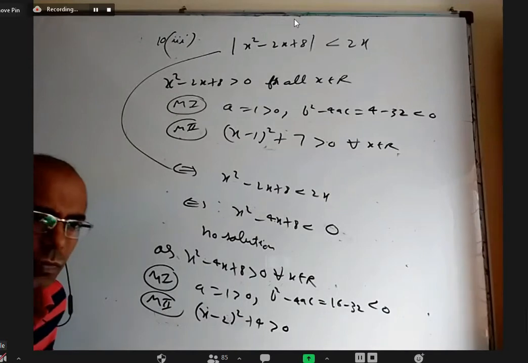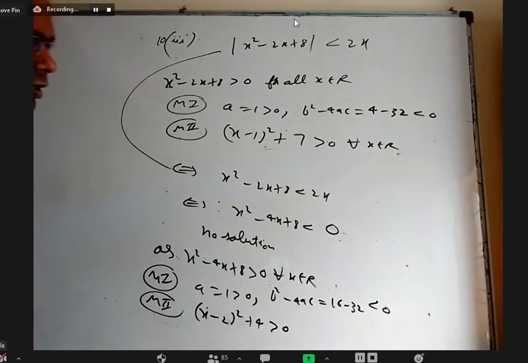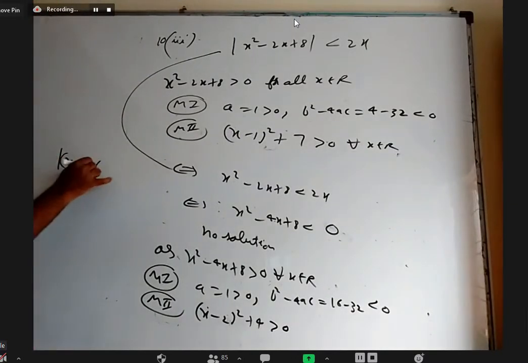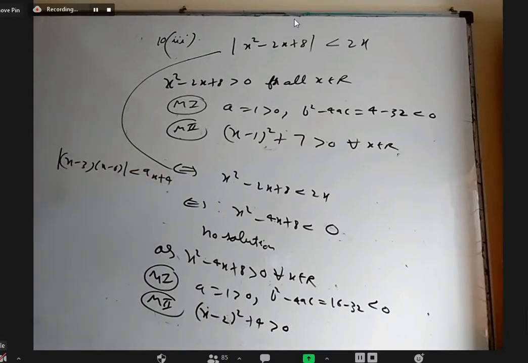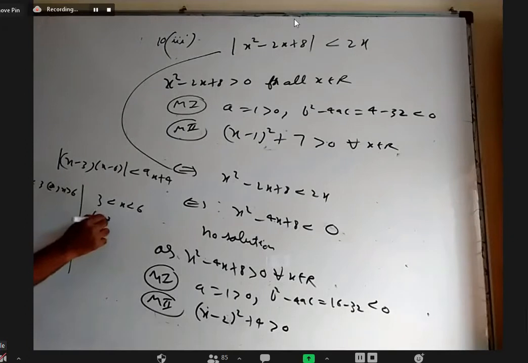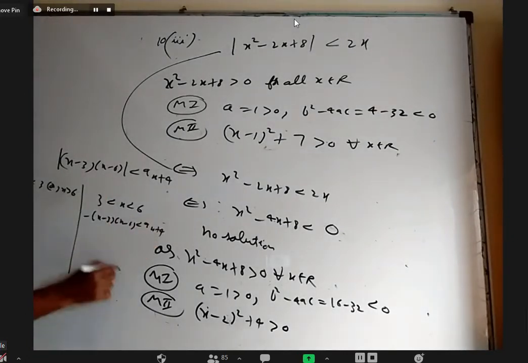That means first we have to check B square minus 4ac. Let me take some other question. I have mod of x minus 3 into x minus 6 less than 9x plus 4. I have to take 3 less than x less than 6 separately, and x less than 3 or x greater than 6 separately. Because during this time it is negative, I have to write minus of x minus 3 into x minus 6 less than 9x plus 4. So all will get some answer.